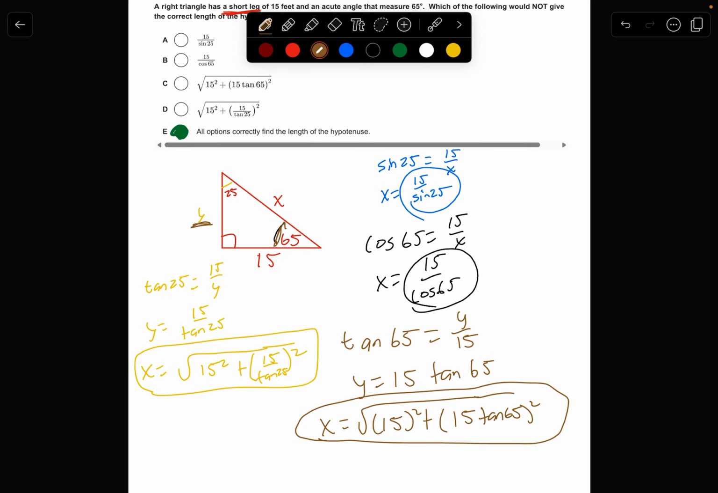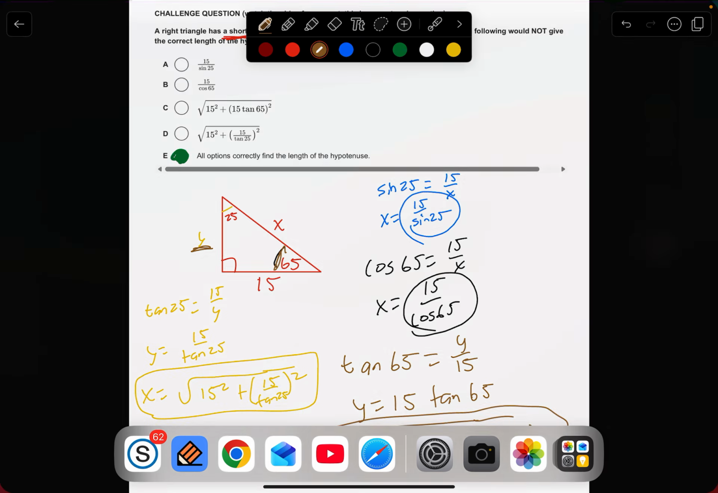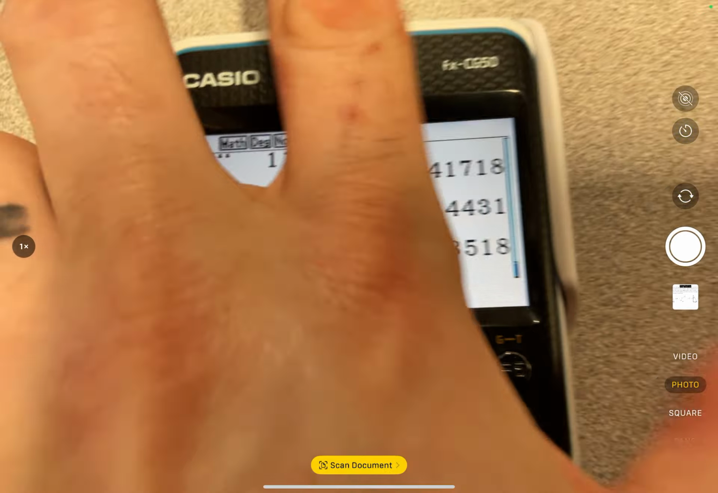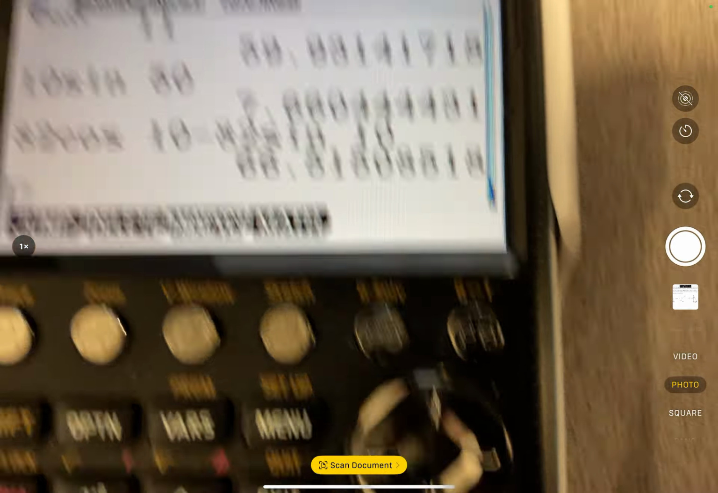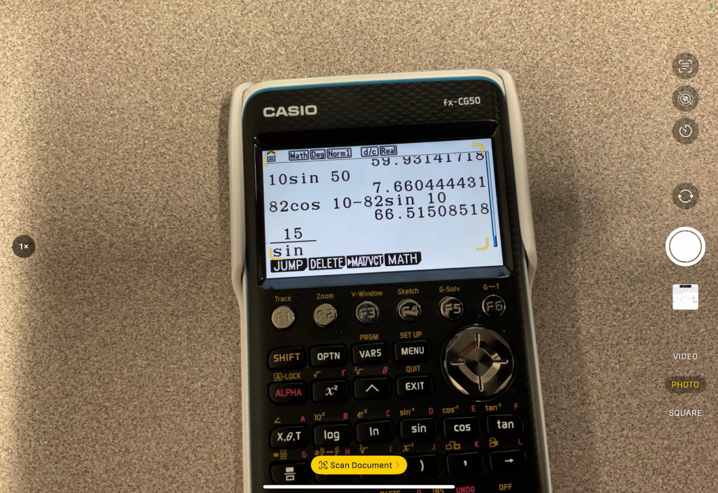Nailed it. So that means all of these work. Let me show you something here. One of the ways that you could do this question, I'm going to show you in my calculator. All right, take a look. Take a look, my friends. So here's my calculator. So our first one was 15 over the sine of 25.